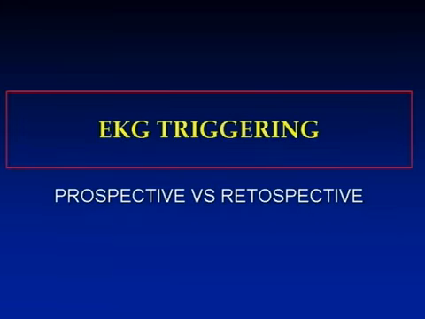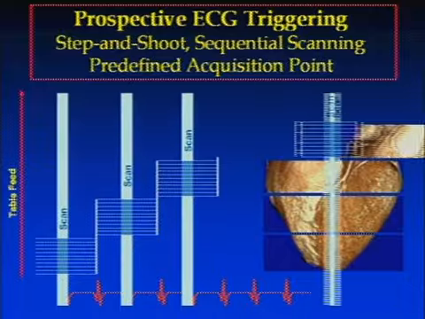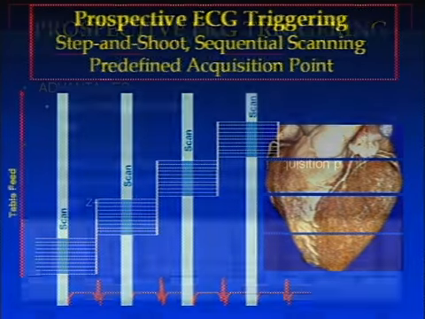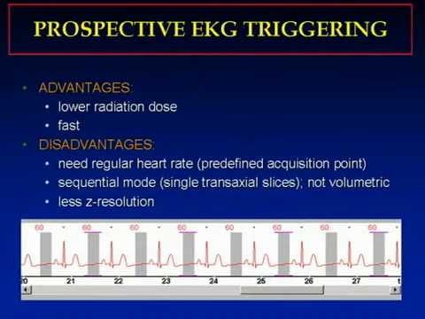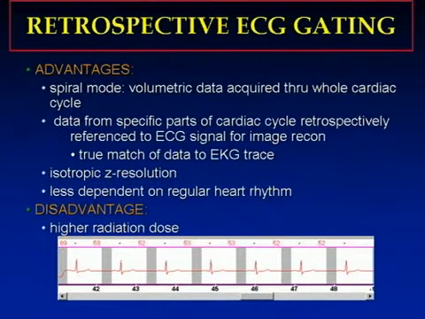Now, there are two types of ECG triggering that you can use, prospective or retrospective. Prospective triggering is step-and-shoot sequential scanning, where you have a predefined acquisition point and you tell the scanner to trigger at that predefined point. The advantages are that it's a lower radiation dose and it's fast, but there are many disadvantages, including the fact that you need a regular heart rate because you're dealing with a predefined acquisition point. It's sequential mode, so it's single transaxial slices, not volumetric scanning, and there's less Z resolution. So what can happen is if your patient has an irregular heartbeat, you're going to have misregistration because you're dealing with a predefined acquisition point.